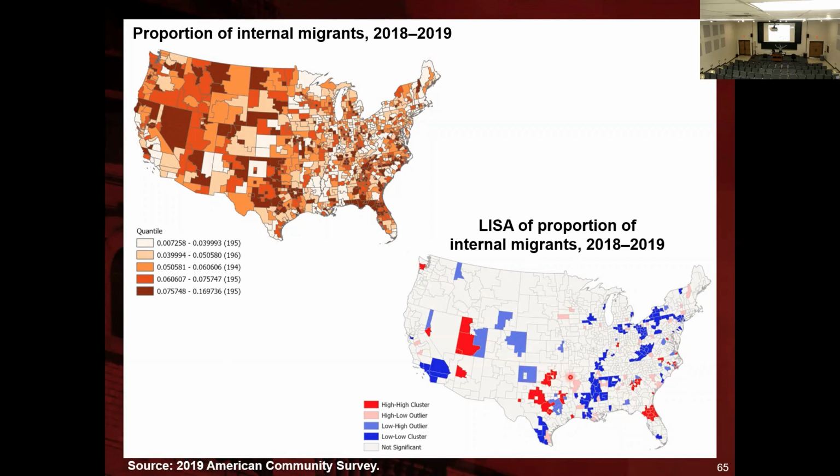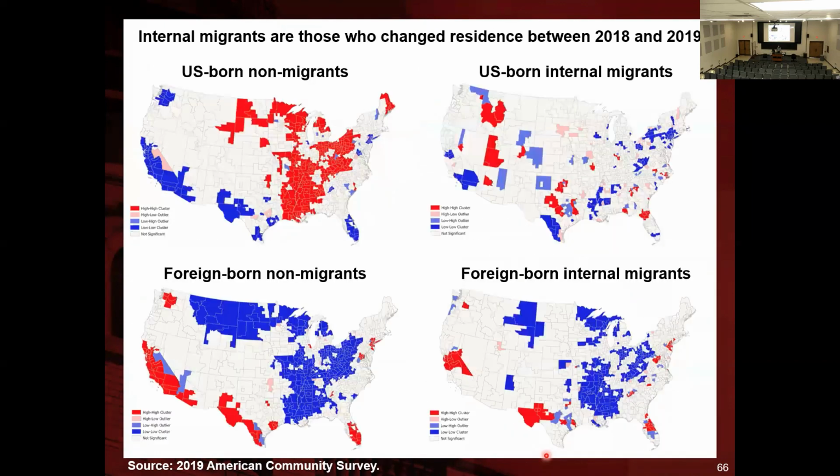So this is the overall level of internal migration within the US between 2018 and 2019. These are people moving within the US, it doesn't take into account international migrants. And low levels for all these areas here in dark blue. And then I break it by different subgroups of the population. So I look among non-migrants, people that did not move between 2018 and 19.